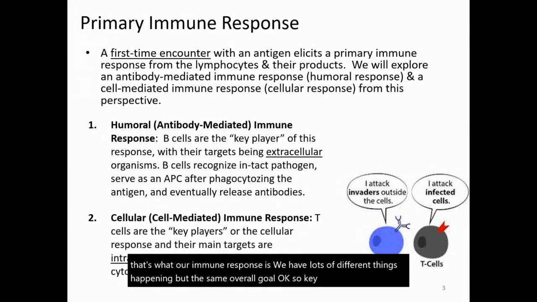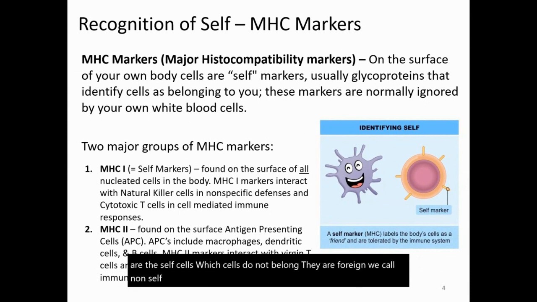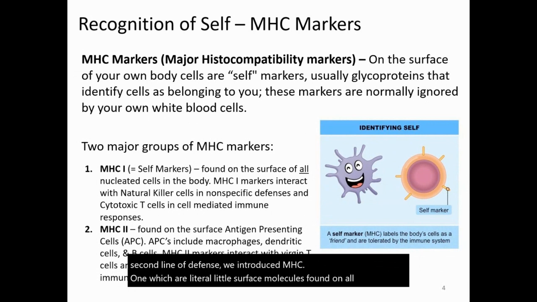So key to this third line of defense, which we also saw as an important role with our second line of defense, is this idea of differentiating self from non-self. In other words, which cells belong to us and should be present, those are the self cells, and which cells do not belong. They are foreign. That's what we call non-self cells. So back with our discussion on our second line of defense, we introduced MHC1, which are little surface molecules found on all nucleated cells in the body.